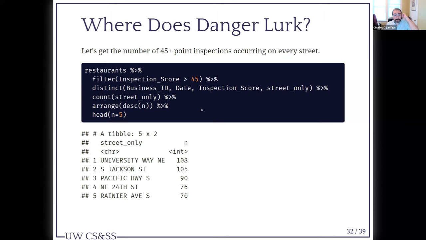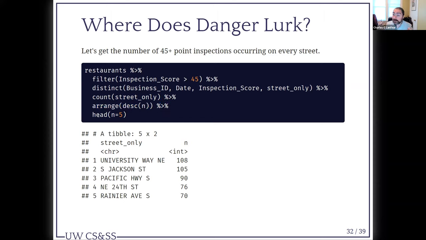So now let's put it to use. So let's figure out what streets in Seattle have the most 45 plus point inspections. Let's see where danger lurks in the city. So I'm going to say, take the restaurants data and then filter to only inspection scores of over 45 points, which is really high. Let me tell you, that's a lot of health code violations. And then get distinct business IDs, dates, inspection scores, and streets, because we want those streets. Then just count the number of these bad inspections by street, arrange in descending order, and look at the first five.